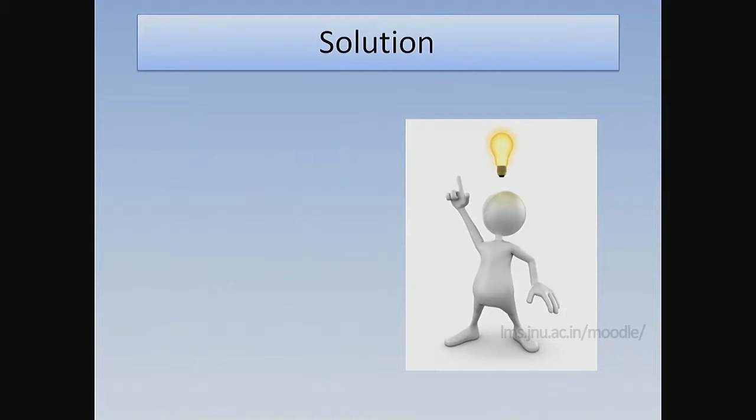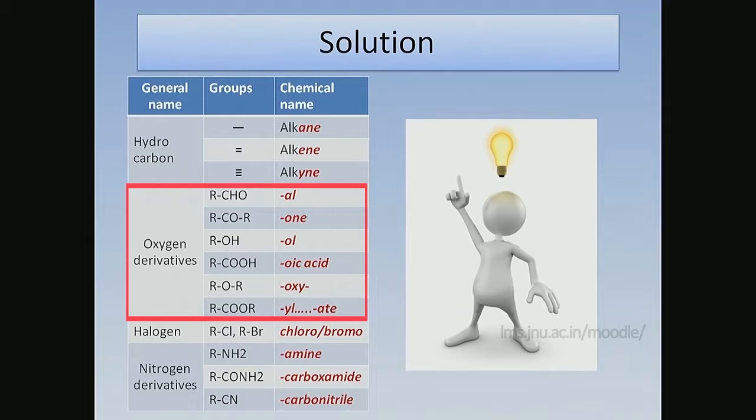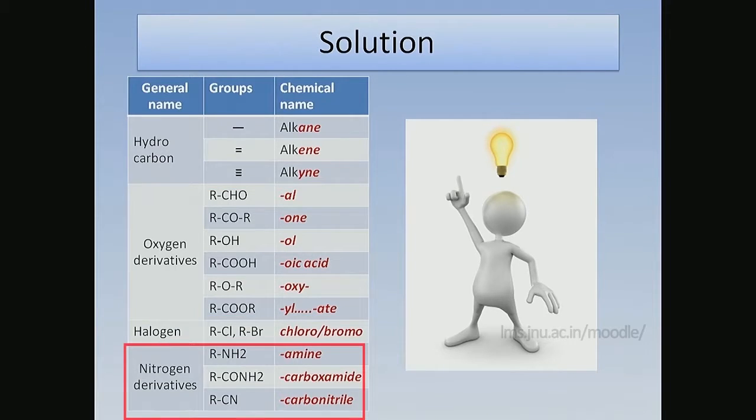The solution is given here. The hydrocarbon will have an ending with ANE. Alkenes, that is double bond compounds, end with ENE. Triple bonds will end with YNE. Oxygen derivatives like alcohols, aldehydes, ketones, carboxylic acids, etc. will have different endings, and nitrogen derivatives also will have different endings.